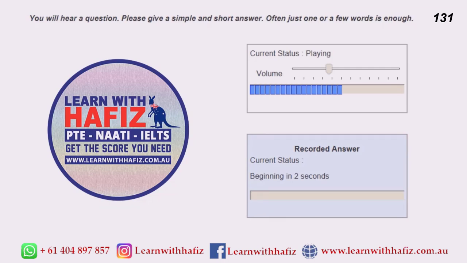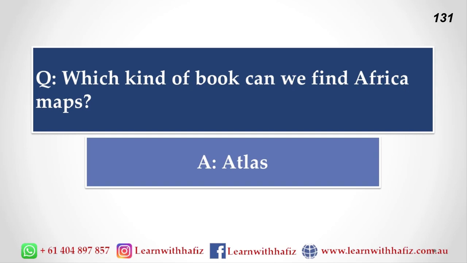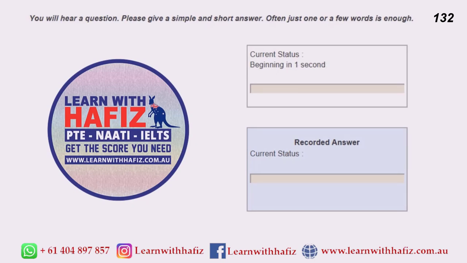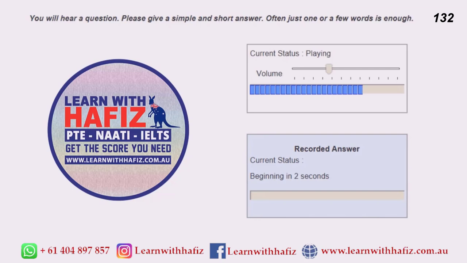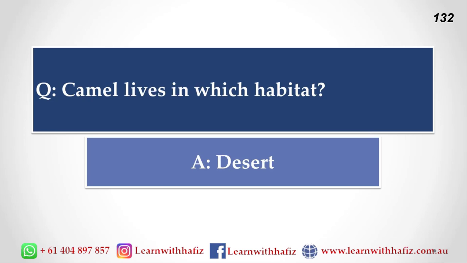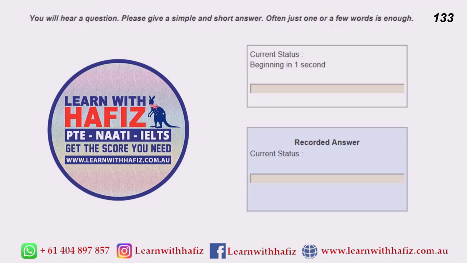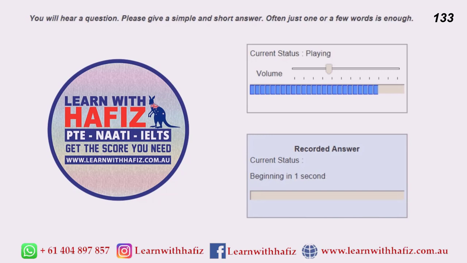Which kind of book can we find Africa maps? Correct answer is. Camel lives in which habitat? Correct answer is. Which animal is not a mammal, butterfly, cow or goat?